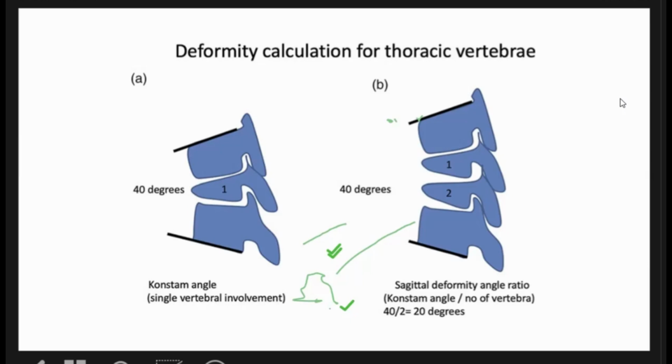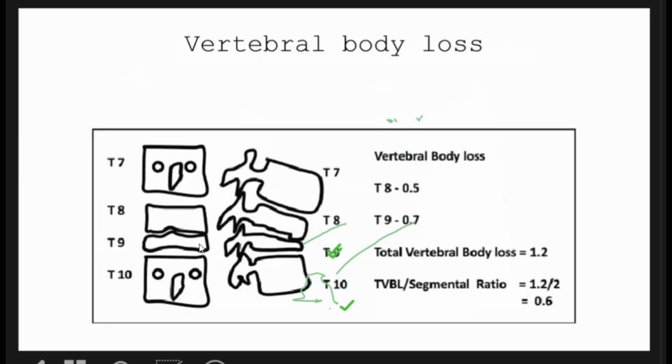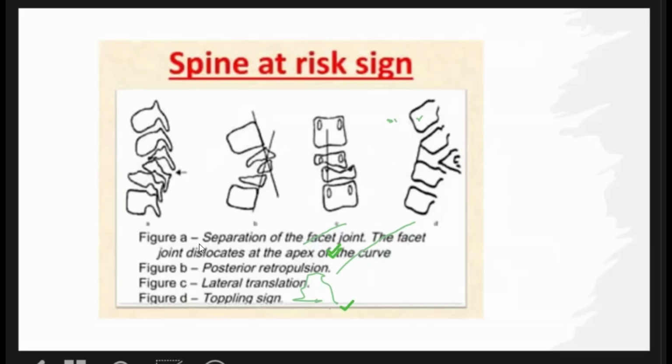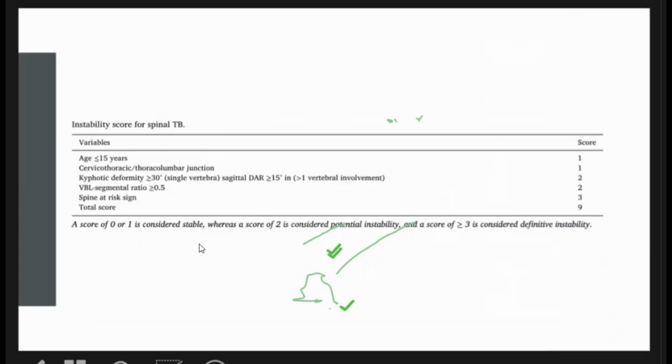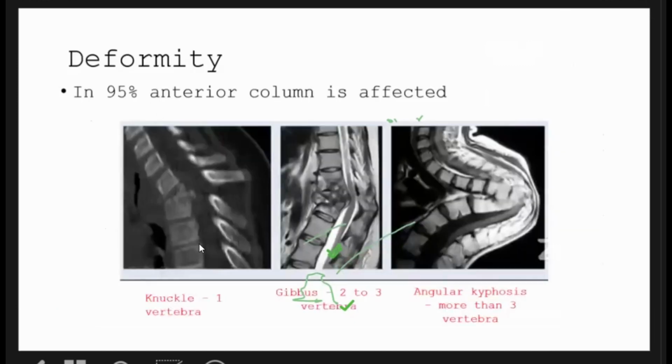So you draw a line parallel to the above and below vertebra, and if it's more than 30 at the intersection, it means a significant kyphotic deformity. Similarly, you can also assess how much bone loss there is. On average, if more than half of the bone is lost, and if more vertebrae are involved, that tends to be unstable. And then there are certain signs in a pre-op X-ray which they detected, which may be prone to instability, especially in kids. These are called spine at risk signs. Based on all that, they gave a score to each, with the total score being 9. Anything beyond 3 will constitute an unstable spine, which requires surgery.